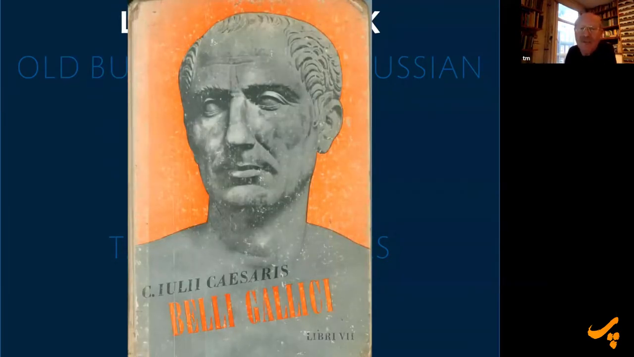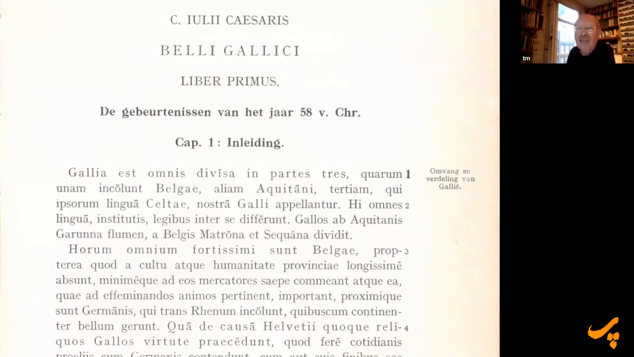So here you have a book in Latin. This is my original school book, How Caesar Conquered What's Now France. And we actually had to read this in Latin. And the first chapter, the first line, everybody knows it. It actually describes the country where I'm living. So: Gallia est omnis divisa in partes tres. Gaul is, as a whole, divided in three parts.